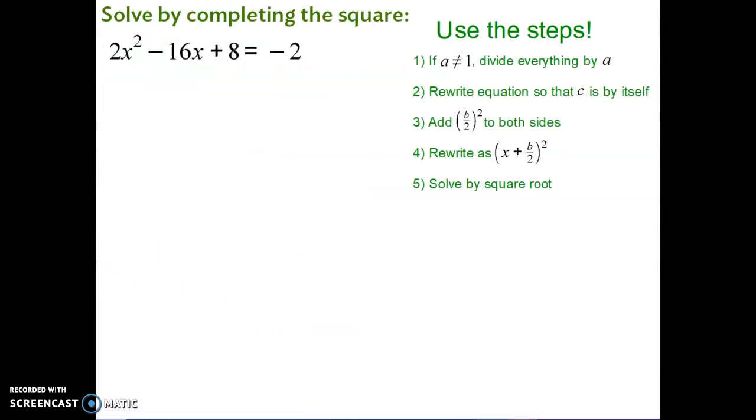All right, let's do this one using the steps. We're not going to draw a picture this time. We're just going to use the steps. Okay, so step 1 says if a does not equal 1, and I can see that a does not equal 1, so I'm going to divide everything by a. So that means each term individually, I'm going to divide by a, which in this case is 2.